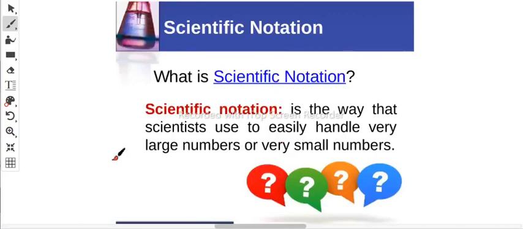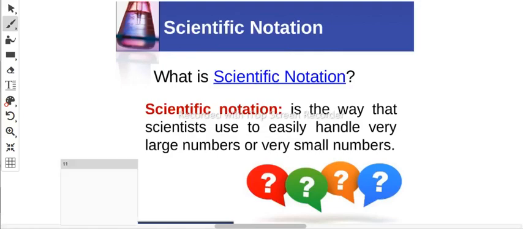Now we're going to learn the term of scientific notation. What is the scientific notation? Scientific notation is the way that scientists use to easily handle very large numbers or very small numbers. Of course, we need scientific notation in our calculations in chemistry, since we deal with large numbers whenever we go through Avogadro's constant, for example.